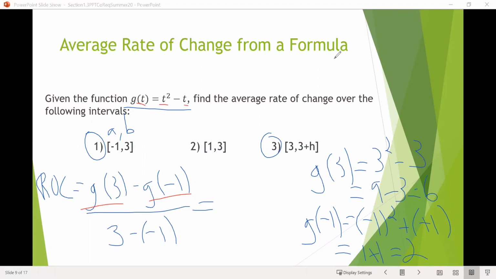So this g of 3, that was 6, minus the g of -1, which was 2, all divided by 3 minus -1, that makes a plus. So 6 minus 2 over 4.